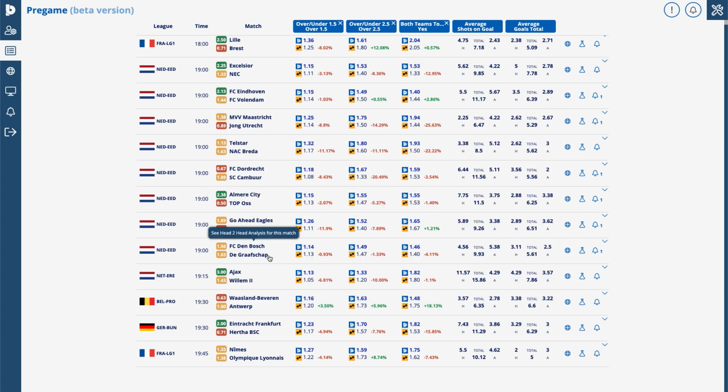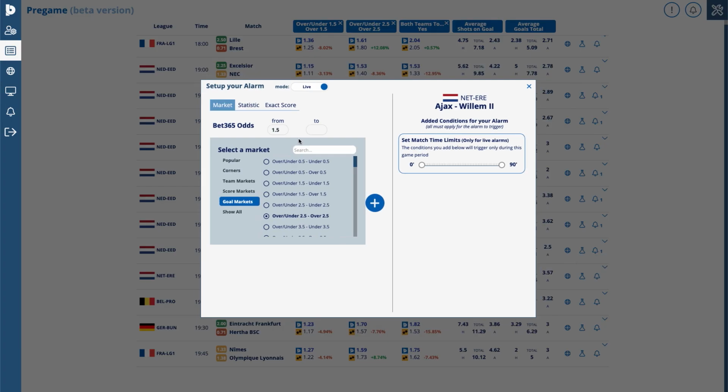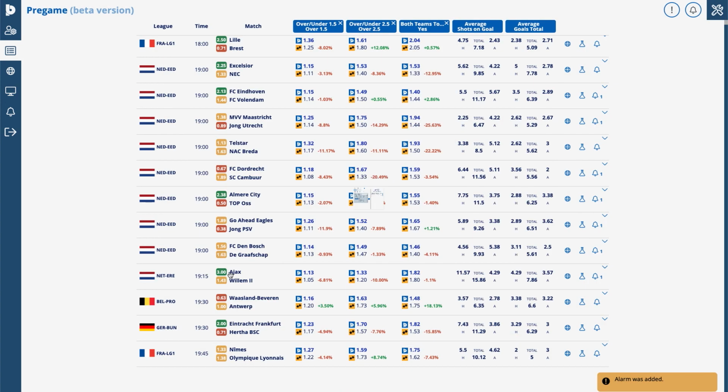Okay, so this game for Ajax, I could suggest check. I'm going to set the alarm just in case, because we never know in football. But I would consider Ajax for a different kind of market, maybe over 0.5 half time, or even over 1.5 half time.